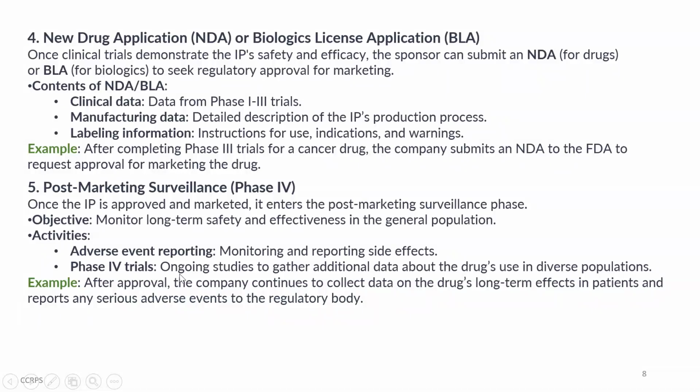Phase 4 trials: ongoing studies to gather additional data about the drug's use in diverse populations. Example: after approval, the company continues to collect data on the drug's long-term effects in patients and reports any serious adverse events, SAEs, to the regulatory body.